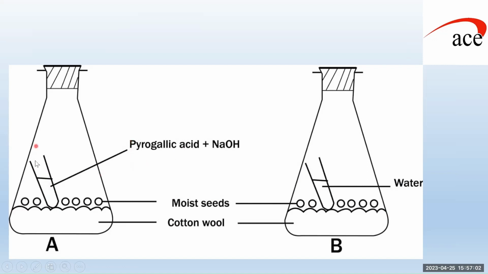Now, because this alkaline pyrogallic acid has absorbed all the oxygen, no germination will be seen in the seeds of A. However, in case of B, there is water and there is presence of oxygen. So, it is possible to see the germination of seeds. In B, the seeds would germinate. However, in A, because of alkaline pyrogallic acid absorbing the oxygen, germination would not be possible. This proves that oxygen is required for germination of seeds.